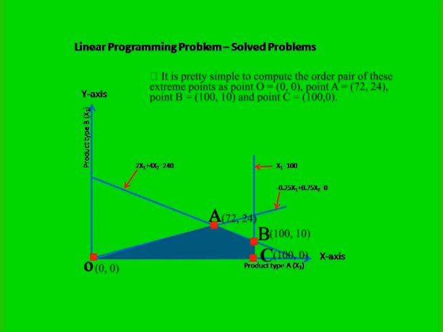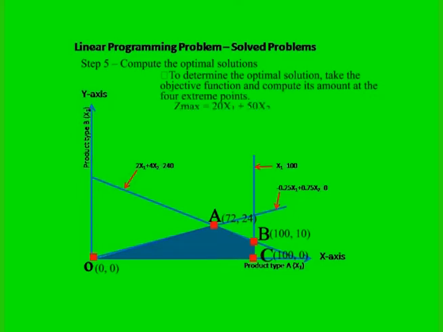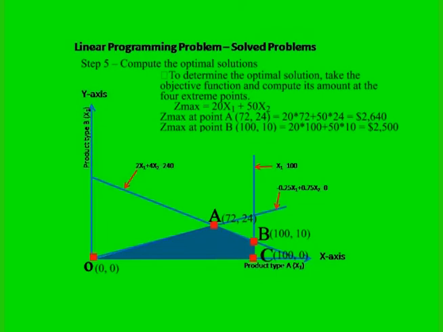The last step, step 5, compute the optimal solution. To determine the optimal solution, take the objective function and compute its amount at the 4 extreme points. So the objective function is Zmax is equal to 20x1 plus 50x2. Thus Zmax at point A is equal to 20 times 72 plus 50 times 24, which is equal to $1,640. Zmax at point B is equal to 20 times 100 plus 50 times 10, which is equal to $1,500.